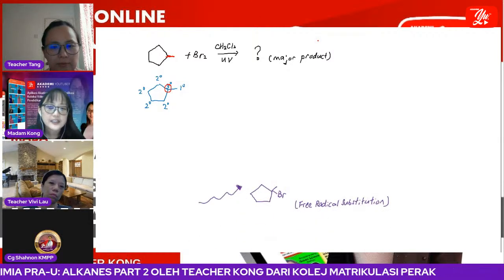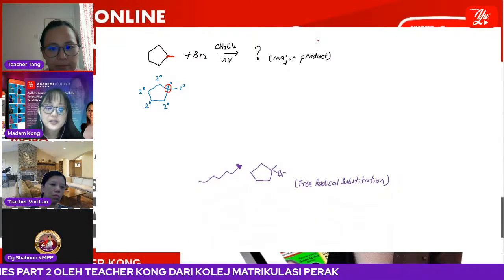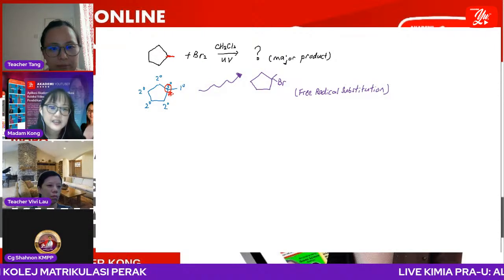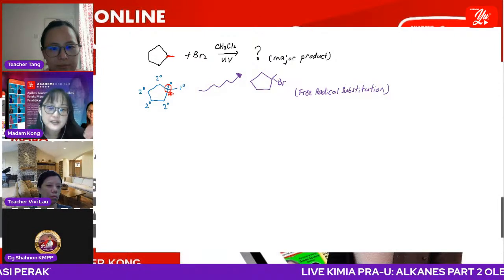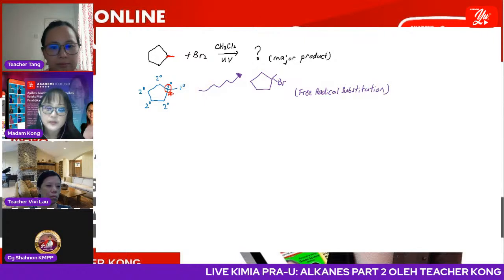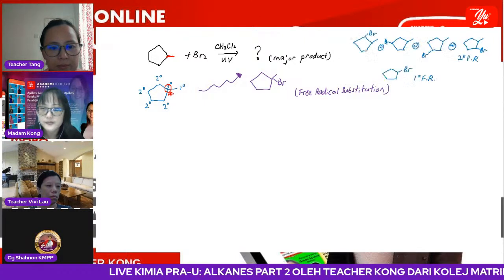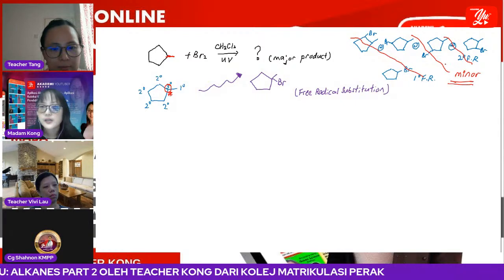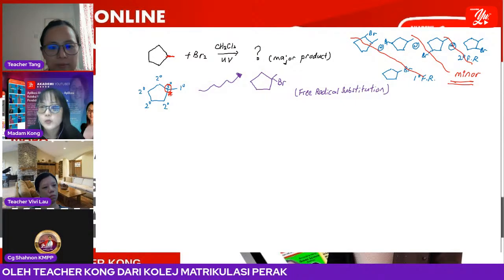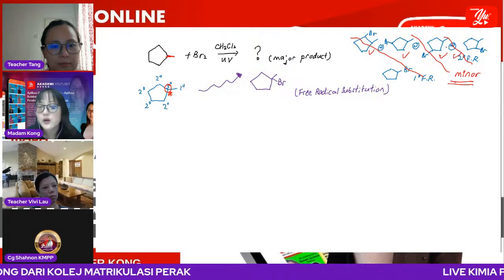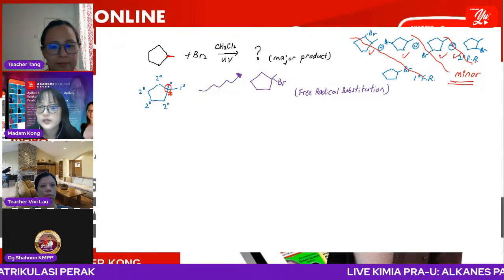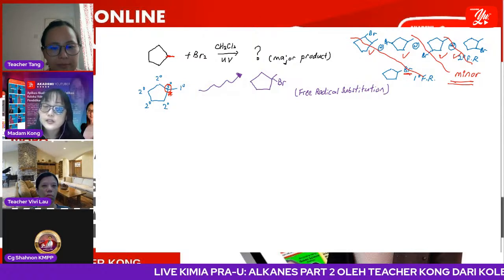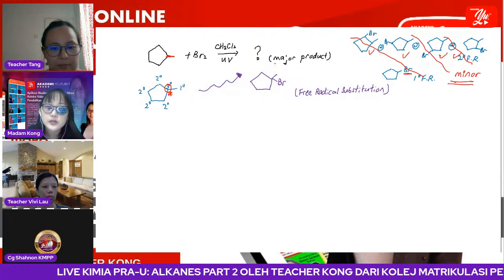Okay, and then, yeah, this is the major product. Why? Because here is tertiary. It can form a tertiary free radical. So that's why the major product is this one. Is there another possibility? Yes. But all of these are considered minor products. Because all of these four are secondary free radicals, and then this one forms from a primary free radical. As I said just now, when you perform the mechanism, you must show the major product only.